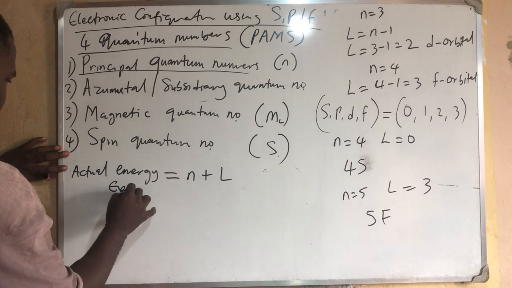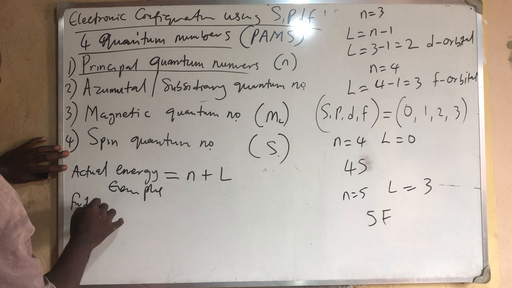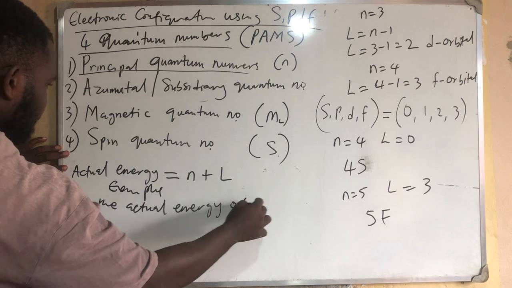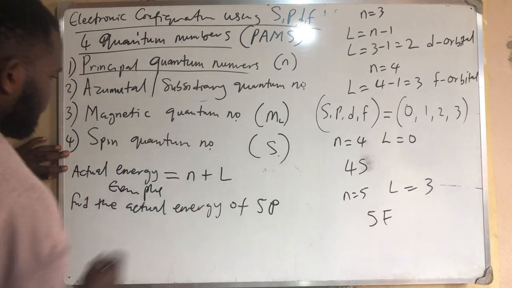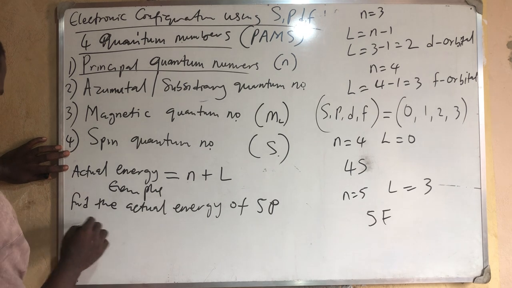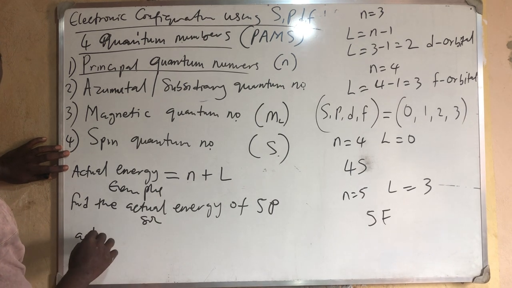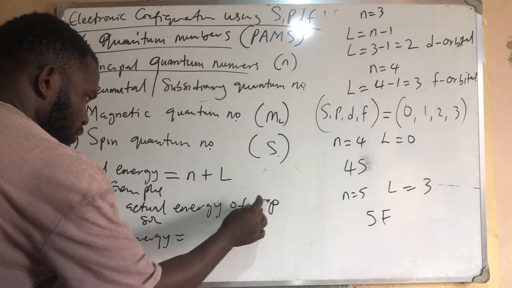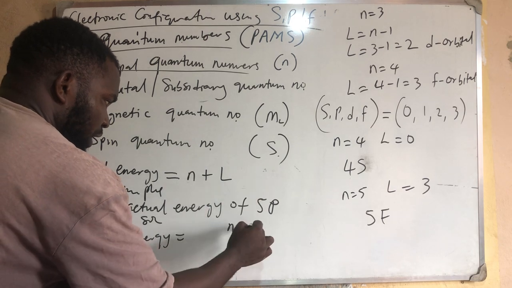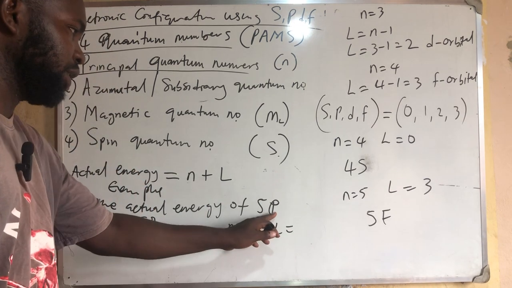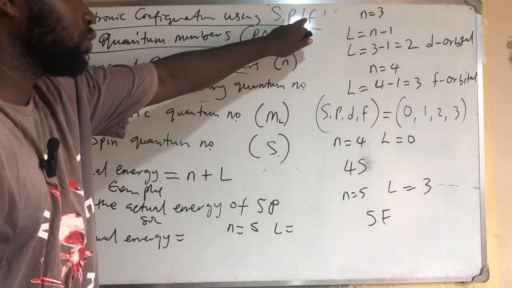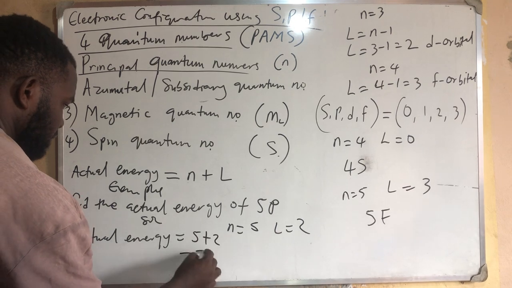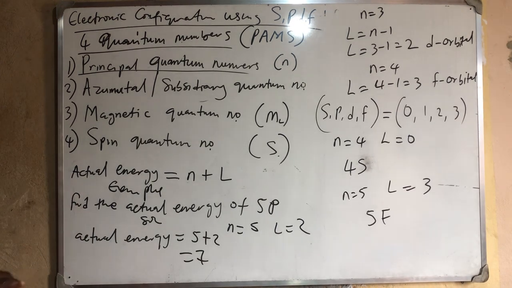So for example, they say find the actual energy of maybe 5P. You now tell them the solution: the actual energy is equal to n plus L. My n is the coefficient, which is 5. And my L is equal to P: S, P, D, F is 0, 1, 2, 3. So this is 2. Therefore, the actual energy is simply 5 plus 2, which is 7. So 7 is the actual energy of 5P.